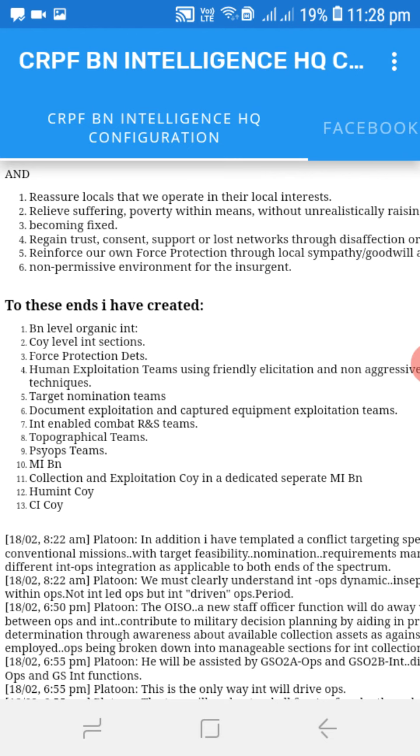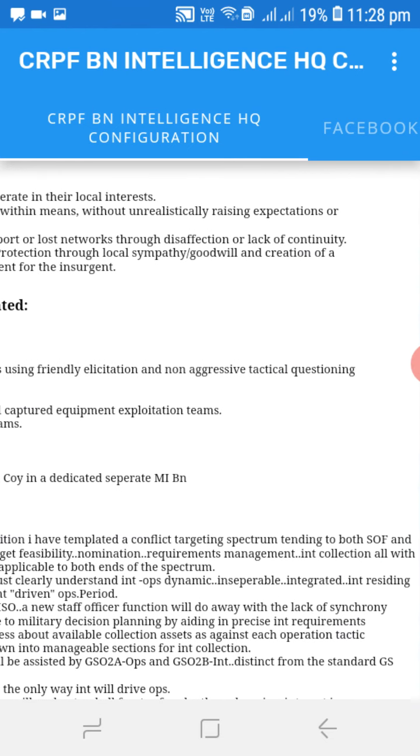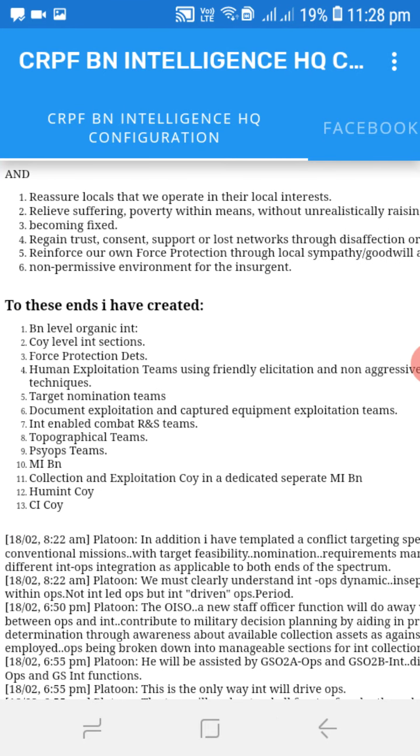Human exploitation teams using friendly elicitation and non-aggressive tactical questioning techniques. These tactical questioning techniques I have taught the Kashmir unit. From the room of my home, I've created and controlled a paramilitary unit in Kashmir. I've created a virtual platoon, rather. When they're deployed on the Kashmir roads, I help them to use the techniques.